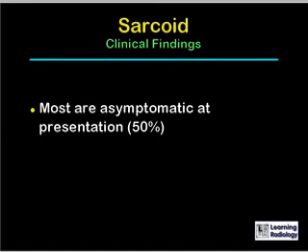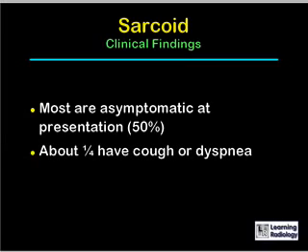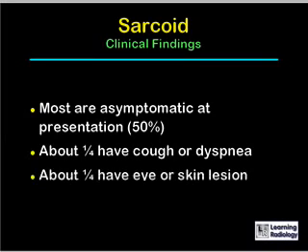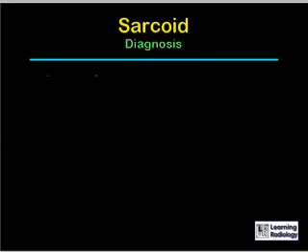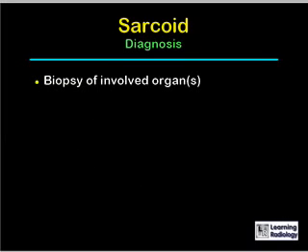Most patients with sarcoid are asymptomatic at the time of presentation. About a quarter have a cough or dyspnea related to respiratory involvement, and about a quarter have eye or skin lesions. The diagnosis is usually made by a biopsy of the involved organs.